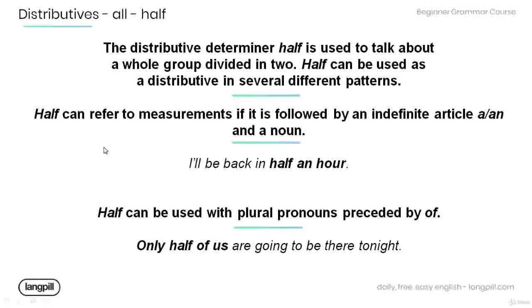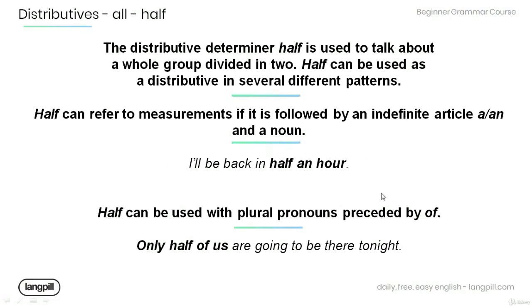Now let's have a look at the distributive half. The distributive determiner half is used to talk about a whole group divided into two. Half can be used as a distributive in several different patterns. Let's have a look at those patterns. First, half can refer to measurements if it is followed by an indefinite article, a or an, and then a noun.